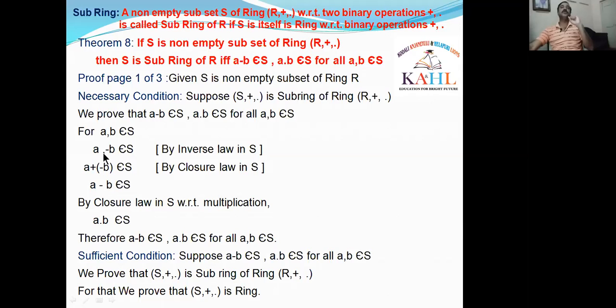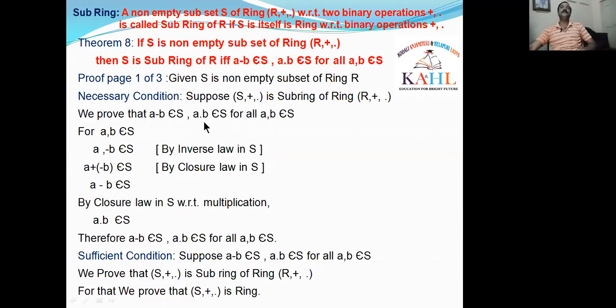Again, by using the closure law on S, a plus minus b belongs to S. Plus into minus is minus, so a minus b belongs to S. We have taken a, b belongs to S, and we have shown a minus b belongs to S. That is the first part, which was clear.